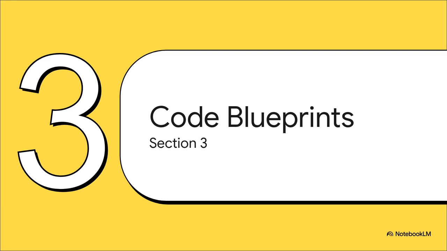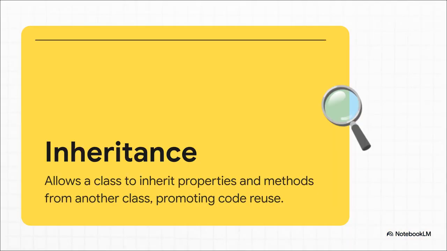Okay, let's zoom out a little bit. We've handled our data, we've handled text. Now it's time to move up a level and talk about how we actually architect our code, using the blueprints of object-oriented programming. First up, inheritance.